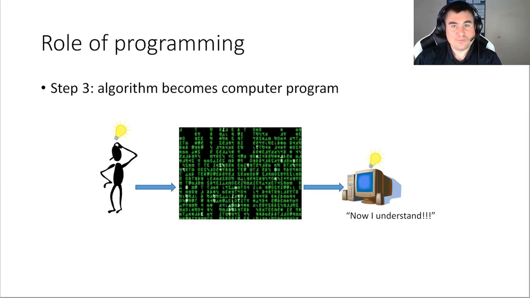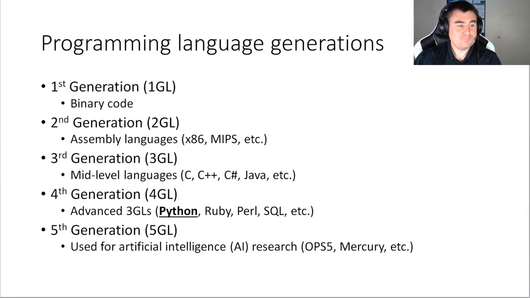So the human solves it and then writes the instructions for the computer. Now there are five separate generations, so-called generations of languages that are recognized today, 1GL through 5GL. And so here are some of the examples of computer programming languages that fall into different generations. So generation 1 is your basic ones and zeros. It's binary code. It's not human friendly.